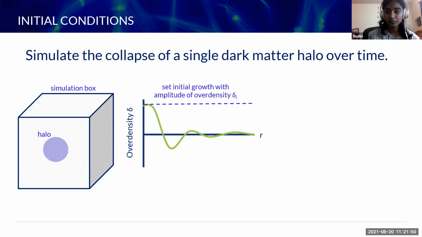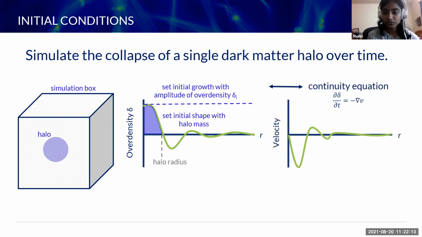And this initial amplitude is what sets the initial growth of the overdensity, which causes the halo to collapse. And then we can also control the size of the halo by setting its mass, and this in turn will affect its radius. So we can get the distribution of the particle positions from their density field. And then we can also use a continuity equation, which relates the density to the velocity, to get the radial speeds of the particles. And here it's important to note that inside of the halo radius, the particles should be moving toward the center.